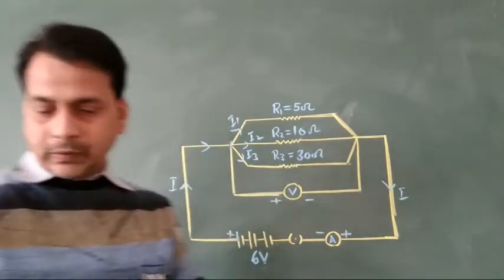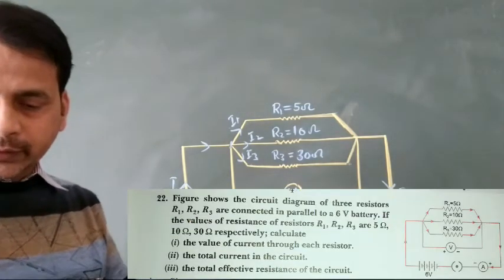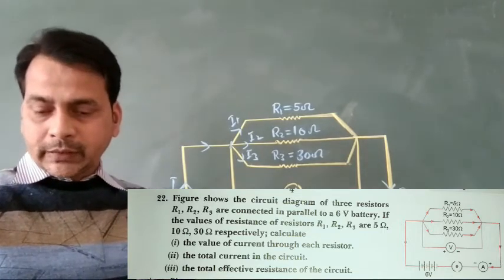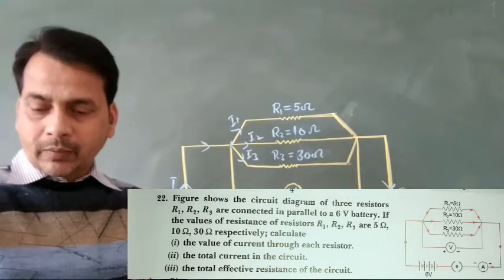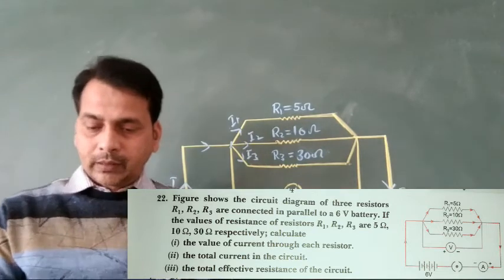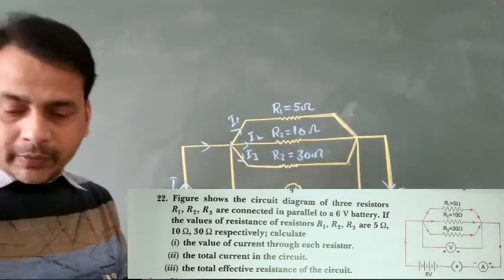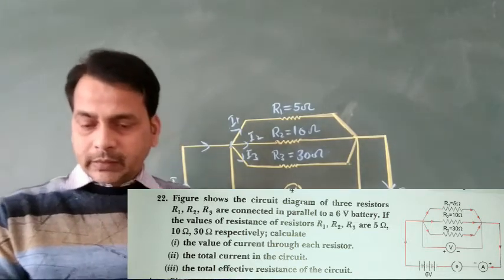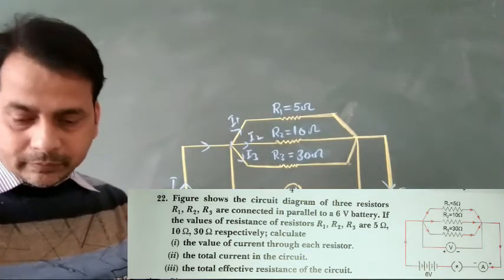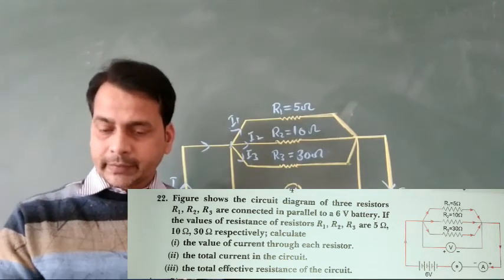The figure shows the circuit diagram of three resistors R1, R2, R3 connected in parallel to a 6-volt battery. The values of resistance of resistors R1, R2, R3 are 5 ohms, 10 ohms, and 30 ohms respectively. We will calculate, first, the value of current through each resistor; second, the total current in the circuit; and third, the total effective resistance of the circuit.